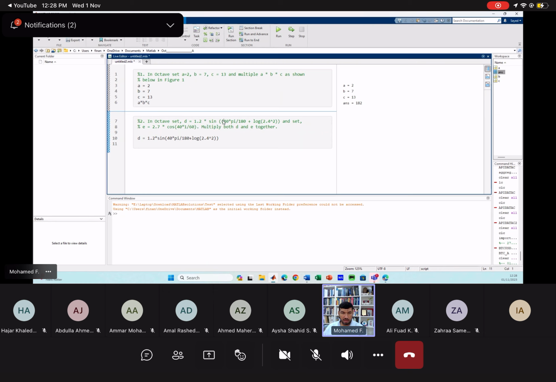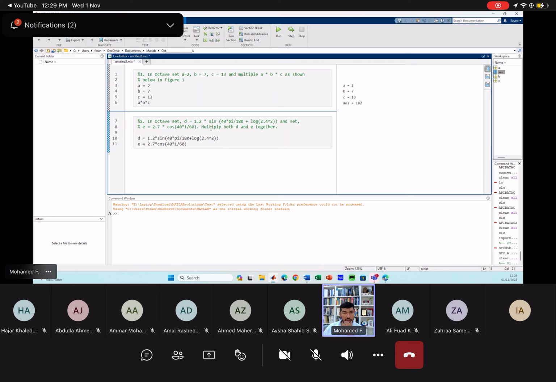You can see here we have one extra bracket which we didn't need. If you are going to stick to that one, you have to put what? An extra bracket. So this is a typo. Just take that first bracket out, and the E is equal to 2.7 multiplied by cosine of what? 40 multiplied by 1 over 60.